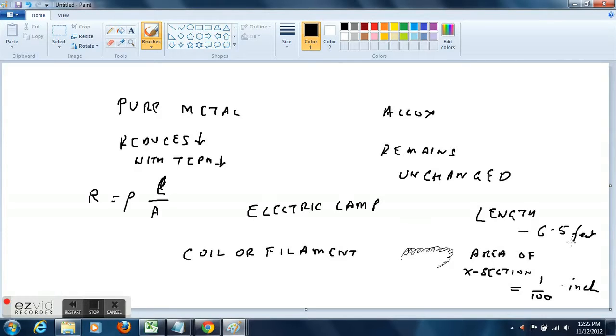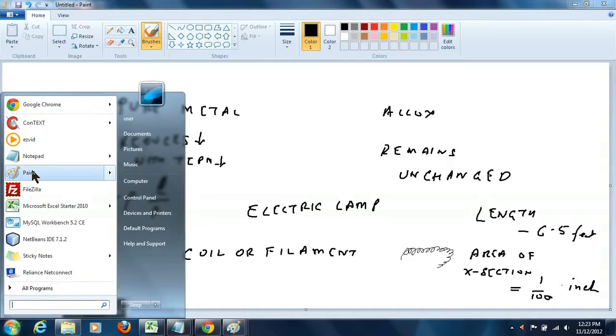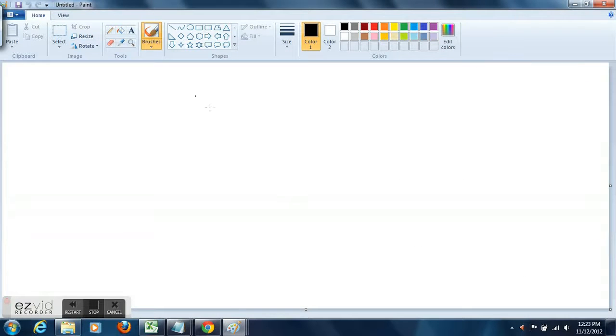So length is increased to increase the resistance, and area of cross section is reduced to increase the resistance, so that the electricity will face a lot of resistance and it will produce lots of heat and light. So that is how this principle is used to build an electrical lamp.